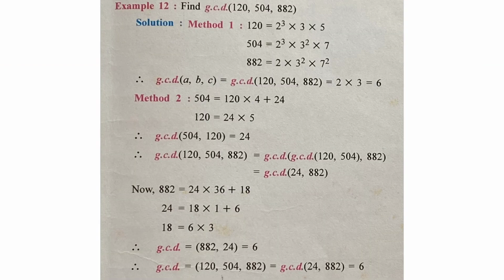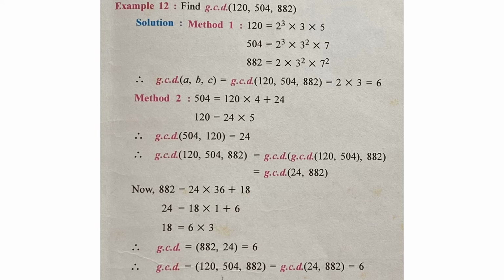Next example is find GCD of 120, 504 and 882. First method by which you can solve it is by the method of prime factorization. If it is not mentioned by which method you have to do, you can do it by any method. So the first method which we are going to see is by prime factorization method.